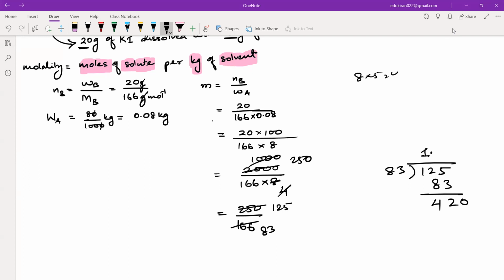8 5s is 40, right? So I can also do 83 into 5. It must be somewhere near 420. 83 into 5, 5 is a 50, 8 5s is a 40 and 41, so this is 5 and this is 415. And you will get here 5. Then I will add a 0. So it is not divisible, so I will add a 0 here. Then I can add a 0 here. And after that, I think it will be equal to how much?